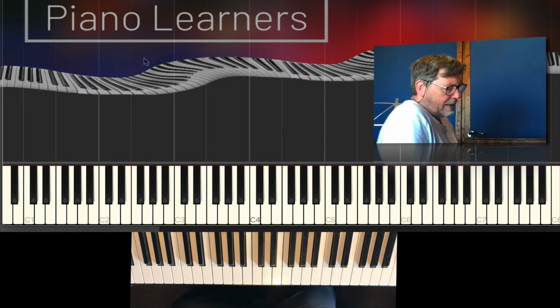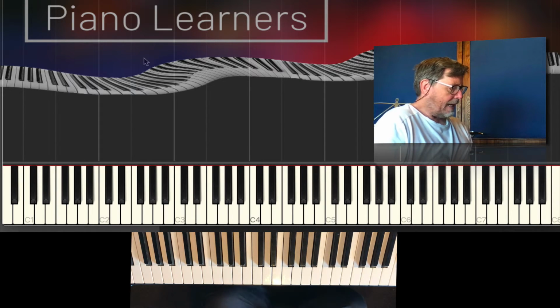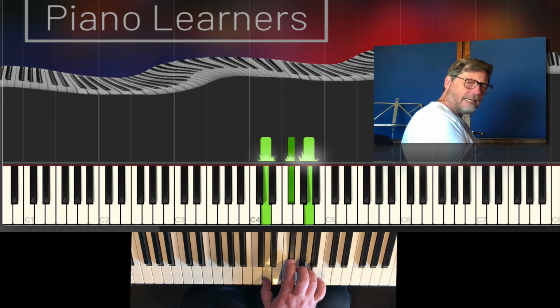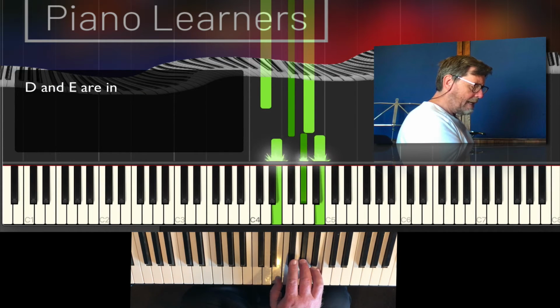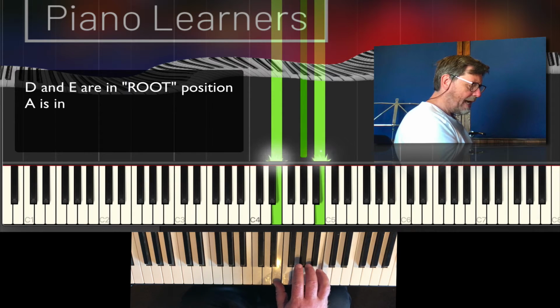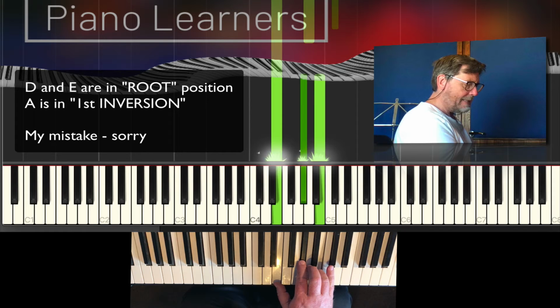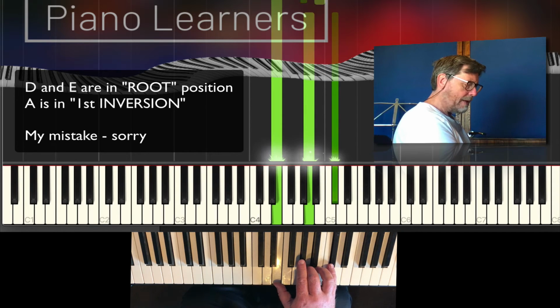Let's take another one at random, for example. Let's say D, E, A. So the D and the E I'm playing in first inversion, but the A I'm playing in second inversion, because all it needs is move these two up one note.